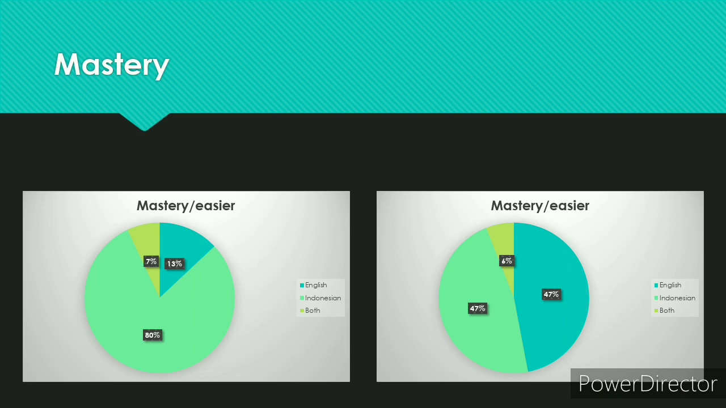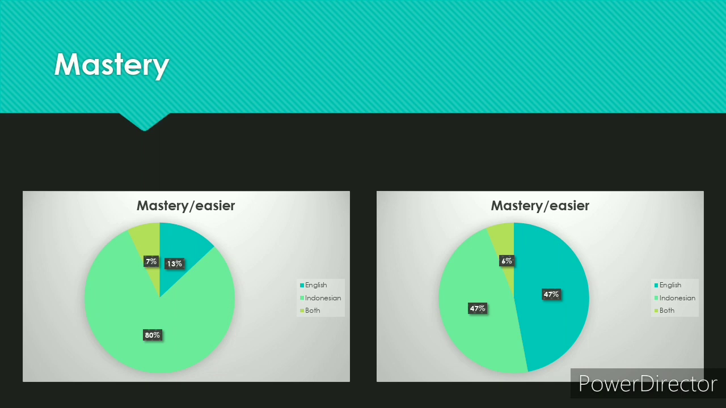The population new mastery rate for Indonesian is 80%. The population new's English mastery rate is 13%, while for both mastery rates, it's about 7% for population new. Now let's go to the population old mastery rate. The population old mastery rate for English is 47%. For the Indonesian language, it's about 47%. So it's the same. And for both languages, the mastery rate for population old is 6%.